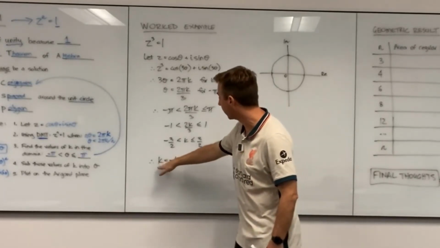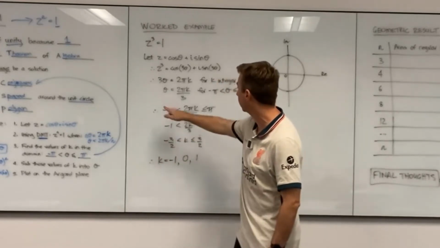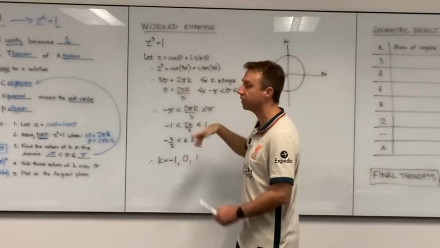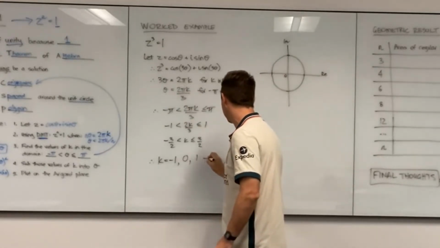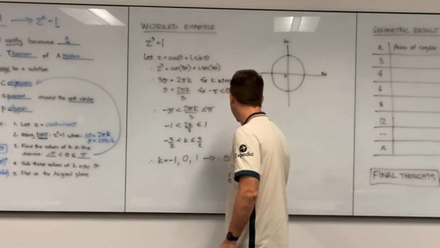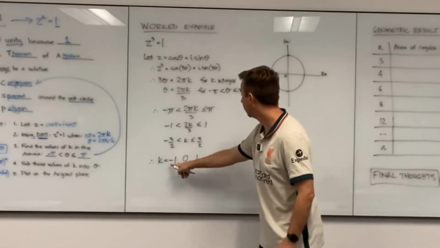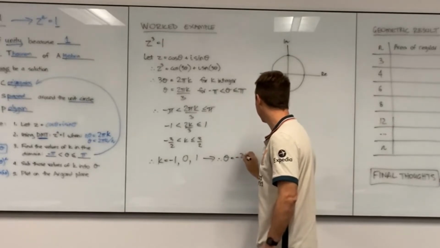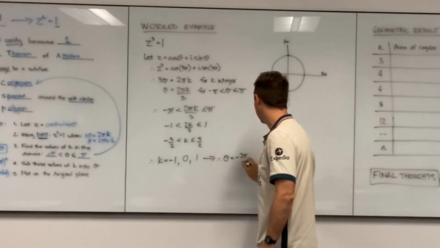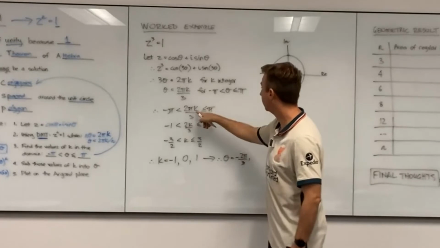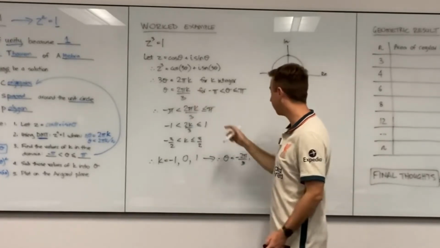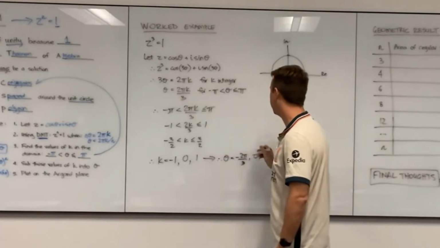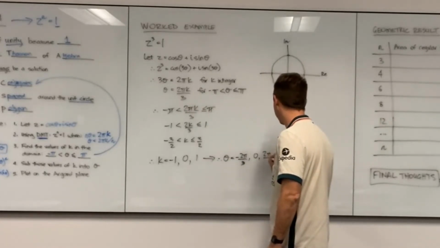But whilst we were thinking about k, now, what do we really care about? Theta. So we're going to put our values of k back into theta to say what are the angles. So we'll say, therefore, theta will be equal to, what's negative 1 times 2 pi on 3. So that's just negative 2 pi on 3. 0 times anything is 0. So we'll say theta will be 0. And then 1 times 2 pi on 3 is 2 pi on 3.